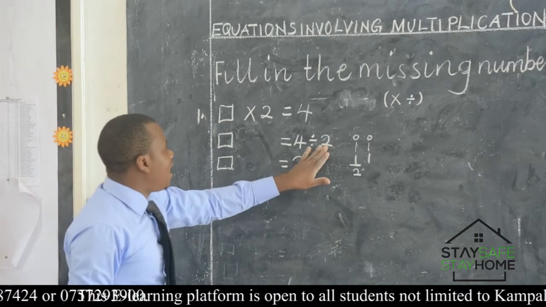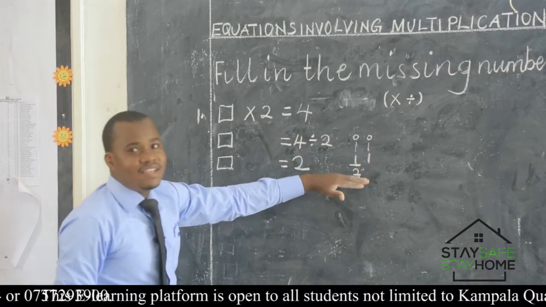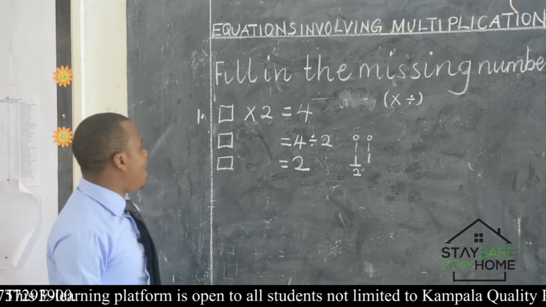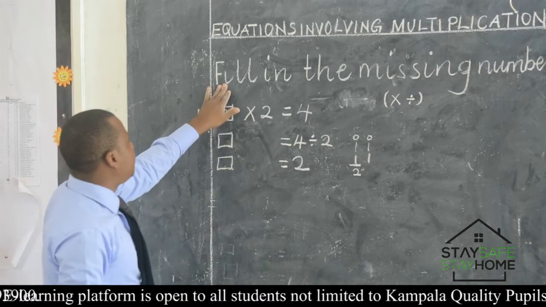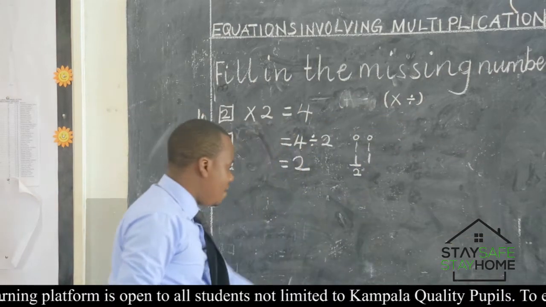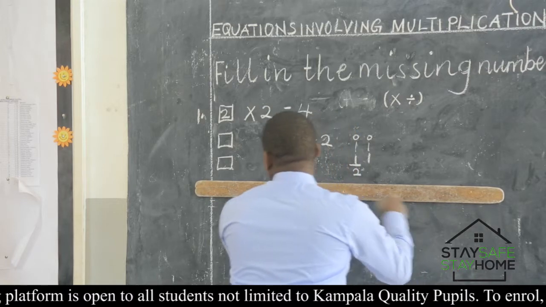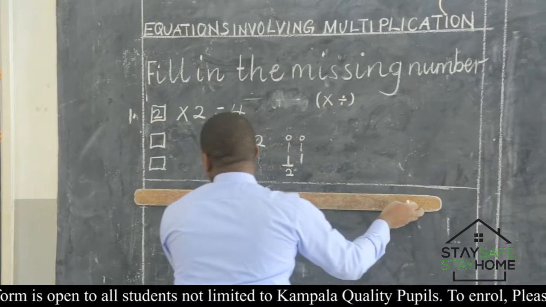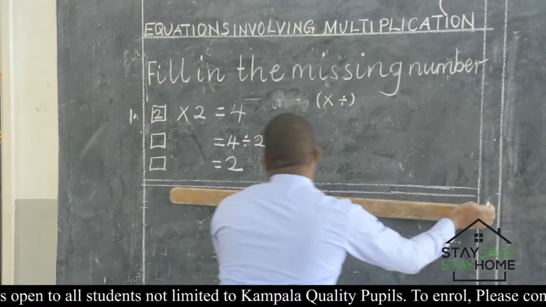So if you can't say how many 2's are in 4, you come and draw this and divide just like the way we did in P2. So after getting our 2 as the answer, we come and fill in, because the question is saying, fill in the missing number. Then, after that, we shall come and underline our work. Very, very smartly. Like that.